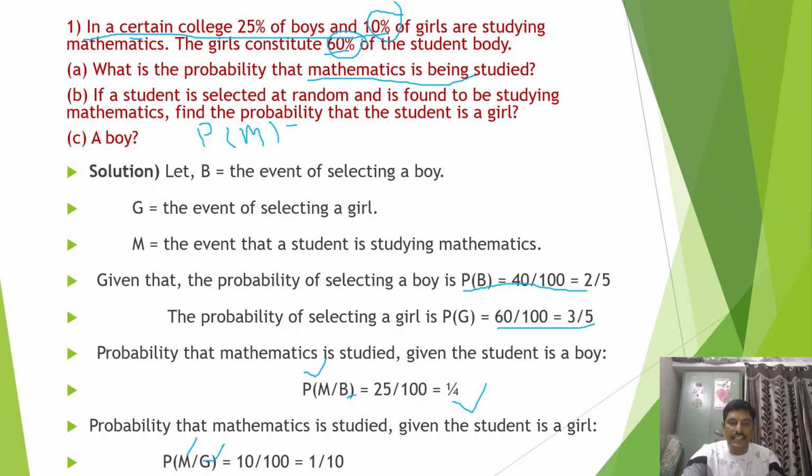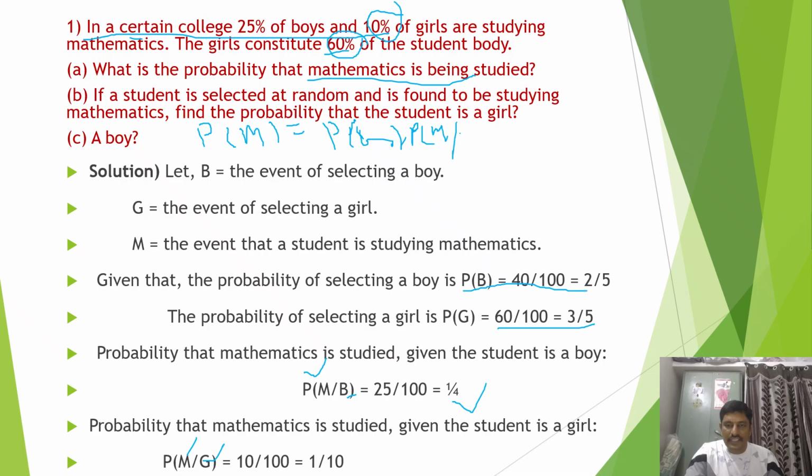So if we select a girl, that girl should be studying mathematics. Okay, selecting a girl. Sorry, my mouse struck. Yeah, so we select a girl. If we select a girl, she should be studying mathematics. P of G into P of M by G.